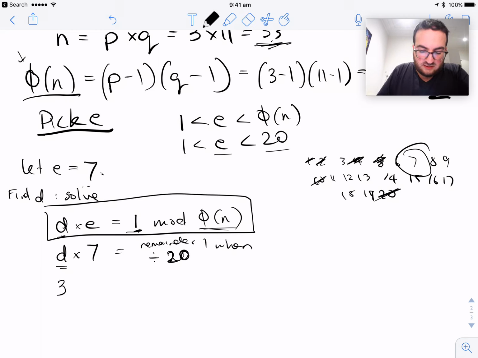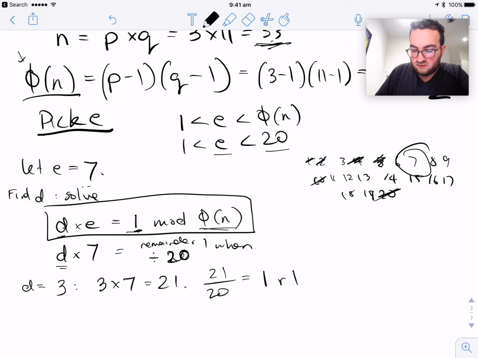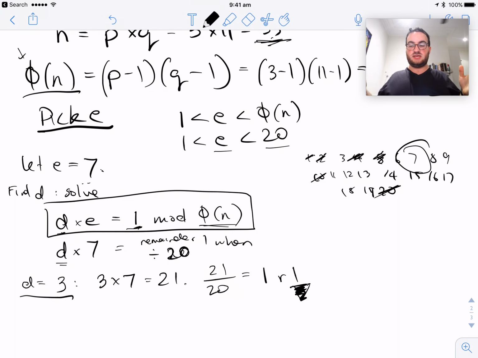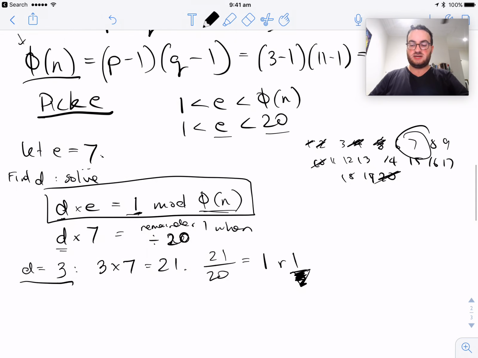So let's try 3. Let d equal 3. If d equals 3, then that becomes 3 times 7, which equals 21. Now 21 divided by 20, our totient, equals 1 with a remainder of 1. And that's the remainder we're looking for. Whenever we find a solution which has remainder 1, perfect, we've found a suitable number d. So there we go, we have all the values we need now.